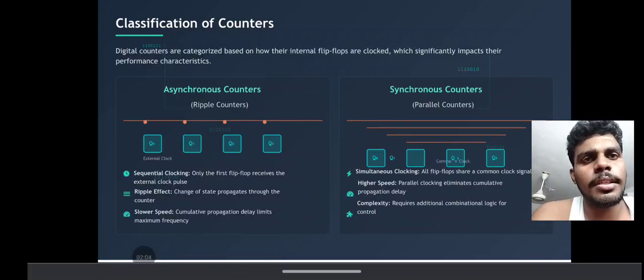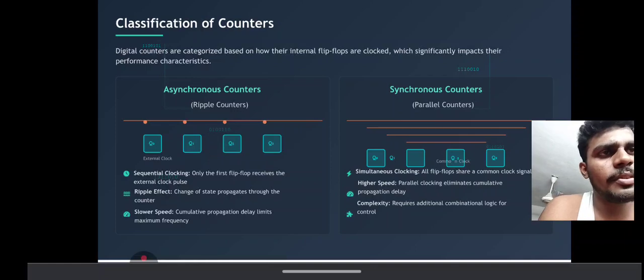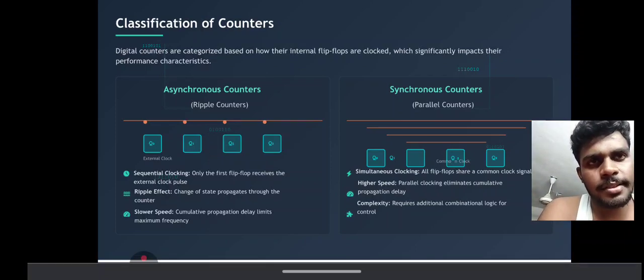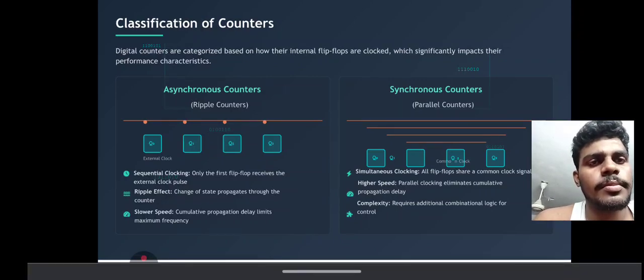Classification of counters. Digital counters are categorized based on how their internal flip-flops are clocked, which significantly impacts their performance characteristics. Asynchronous counters, or ripple counters, use sequential clocking: only the first flip-flop receives the external clock pulse. Ripple effect: the change of state propagates through the counter's stages. Lower speed: cumulative propagation delay limits the maximum frequency.